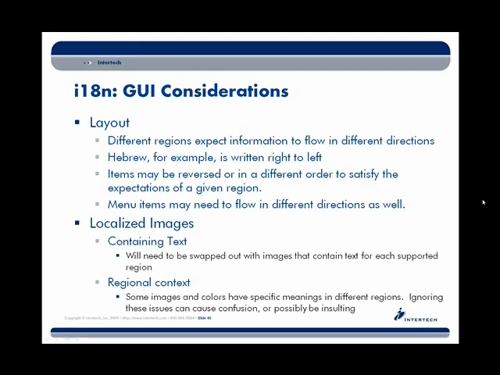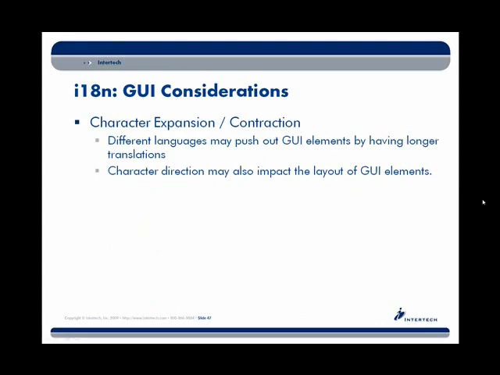I already mentioned a little bit about localized images. Again, if the images contain text, that's probably going to be a real obvious case where you'll want to at least consider swapping it out so that the text is written in the language of the region that you're supporting. And also just the context of the images. As I mentioned, some images and colors do have specific meanings in different regions, and ignoring these issues can cause confusion at best, and at worst possibly be insulting.